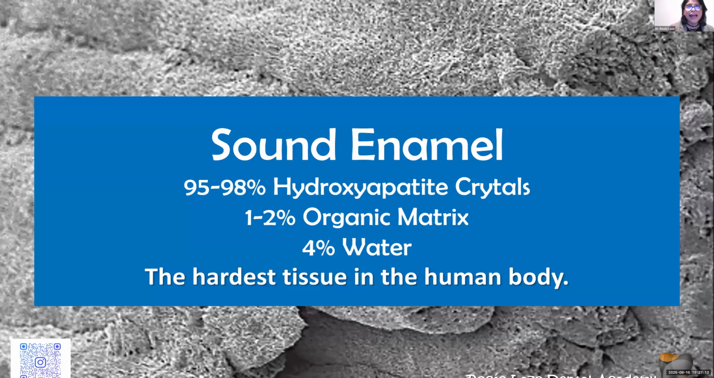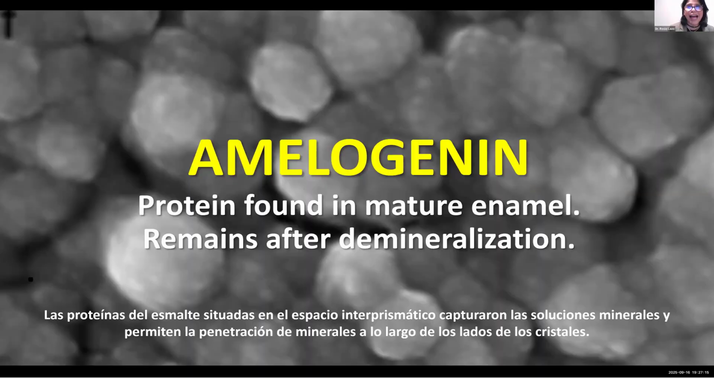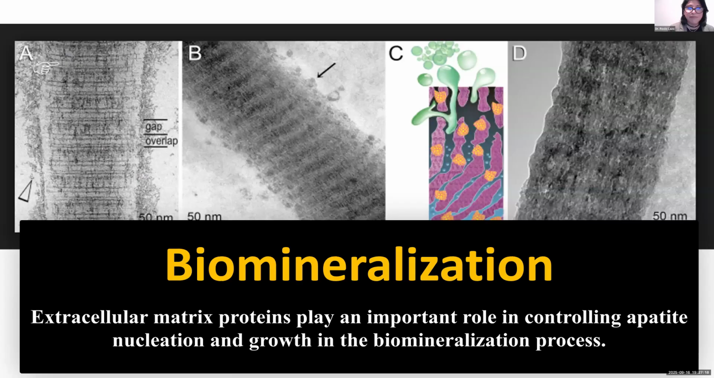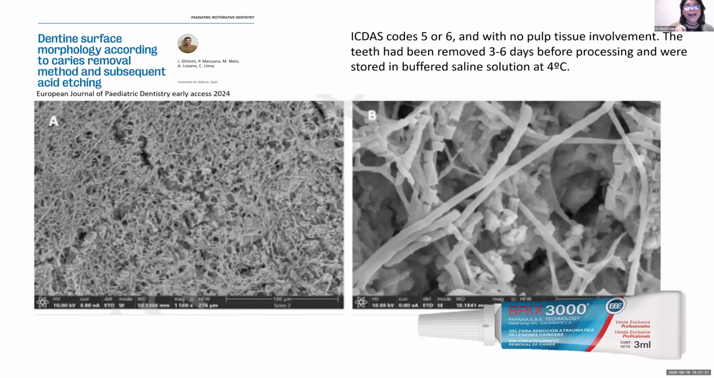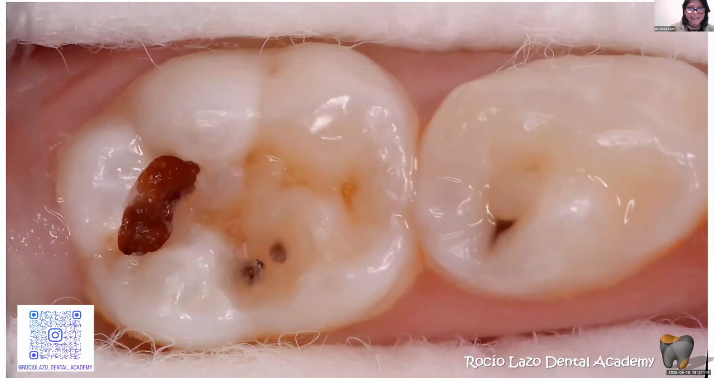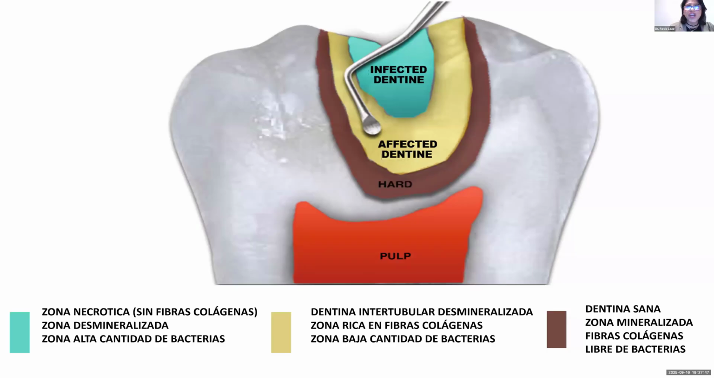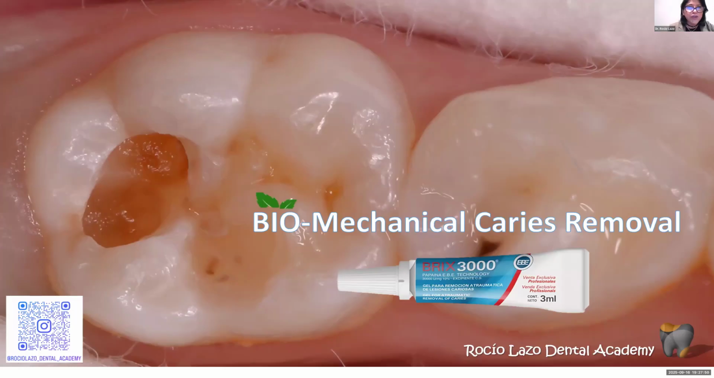In the case of enamel, the organic matrix is the protein called amelogenin, and in dentin, the organic matrix is the collagen fibers. That's why it's important, when you have a dentin caries lesion, to do selective caries removal, to remove all the infected dentin and work in the affected dentin. And it's important to preserve the collagen fibers intact because the collagen fibers are the key to regenerate the affected dentin. Okay, you have a dentin caries lesion, you remove all the infected dentin, and look here, this is the look of an affected dentin.